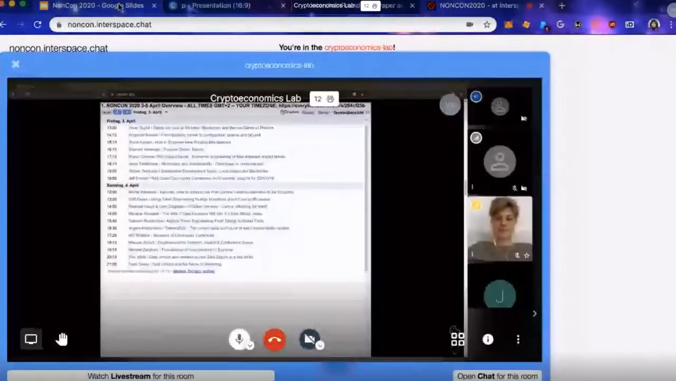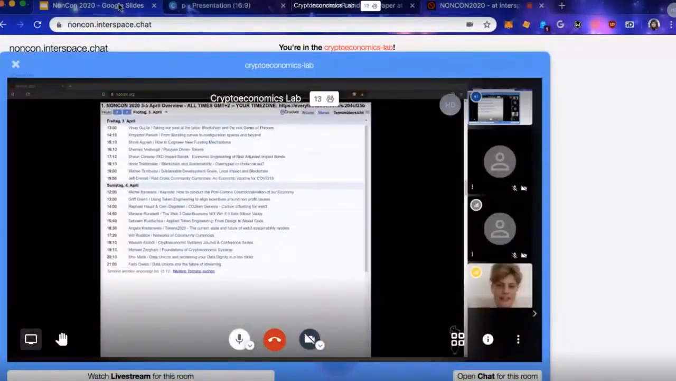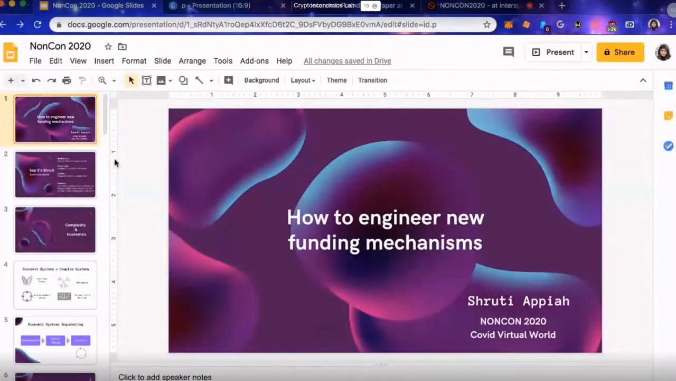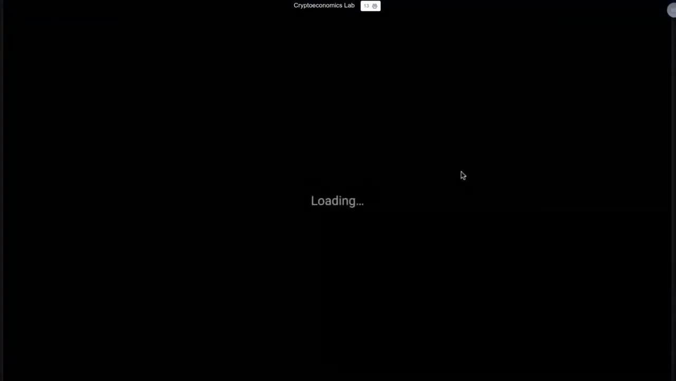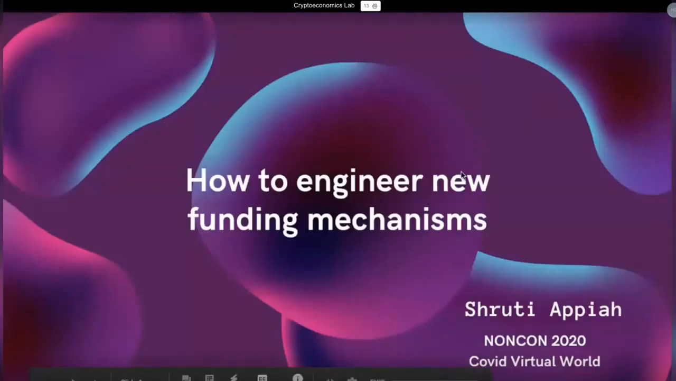Can you see my screen now? Awesome. Okay, so today I'm going to be talking about how to engineer new funding mechanisms. In particular, we're going to be talking about how to engineer outcome-dependent funding mechanisms, so the ones that are dependent on the success of a particular bond or an asset or a security. So we're going to be talking about that.